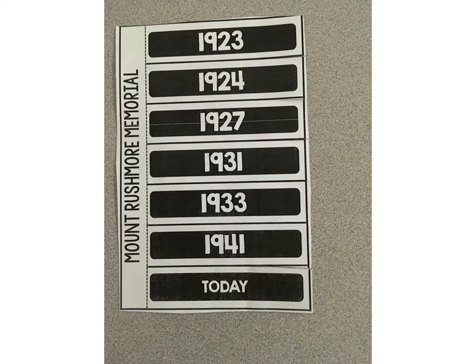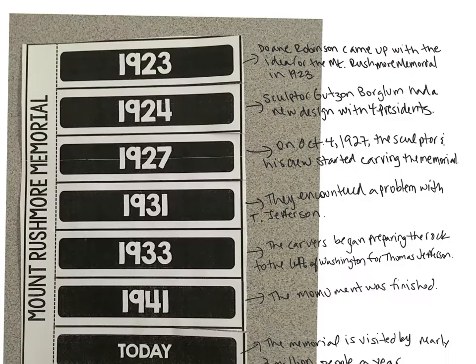So go ahead and pause and get prepared, and then when you come back, all the notes will magically have appeared. Okay, so lift up your 1923 flap, and underneath it write Doane Robinson came up with the idea for the Mount Rushmore Memorial in 1923. Pause if you need to, and then play it back so you can hear the next section.